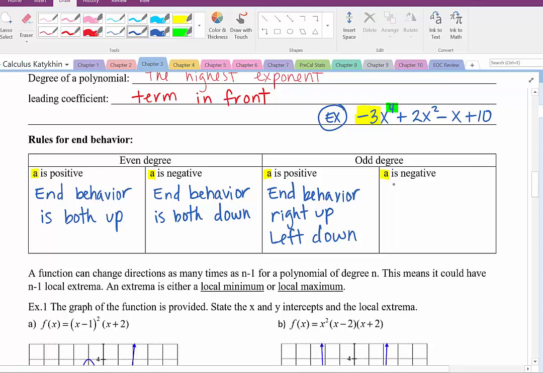Now if we look at a and it's an odd degree, so it's like x to the seventh, and you have negative x to the seventh, so if it's negative, then the end behavior is going to switch on you. The left side is going to go up this time and the right side is going to go down.